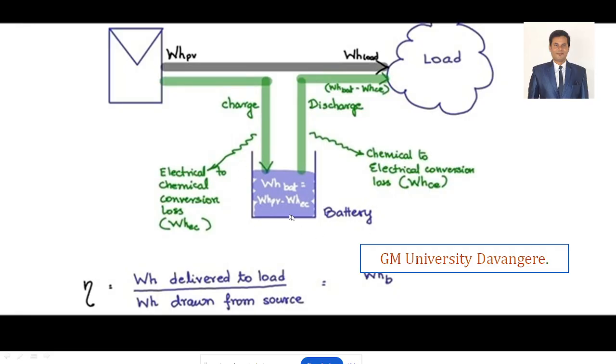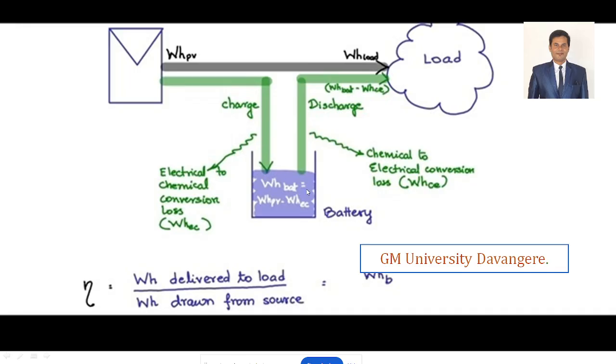Again, the energy in the battery has to be stored in the form of chemical energy. Then the chemical energy again has to convert back to electrical energy, right? So during the chemical to electrical conversion, again the losses will occur. That will be called WHCE, that is the watt hour chemical to electrical conversions. All right, then this will be discharged to the loads. You can see there is WH battery minus WHC.